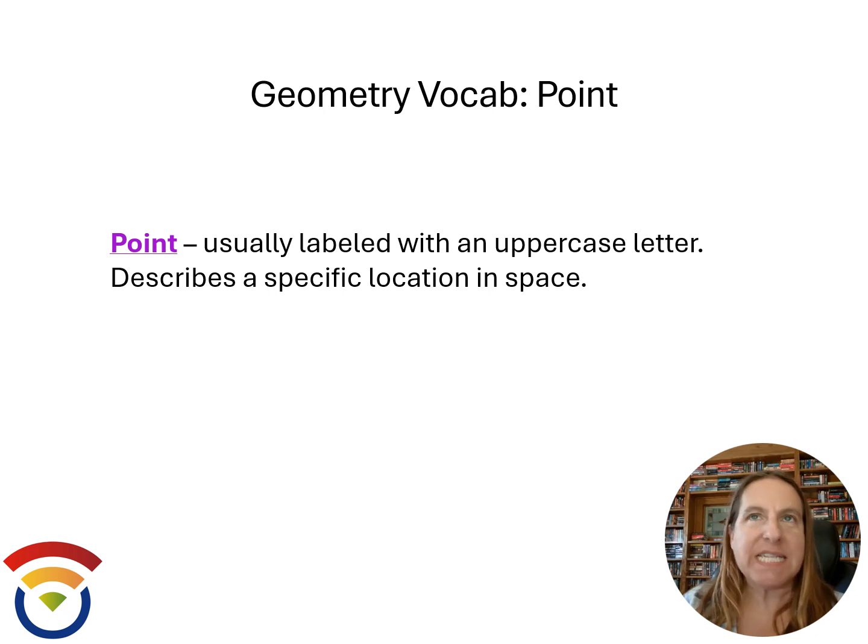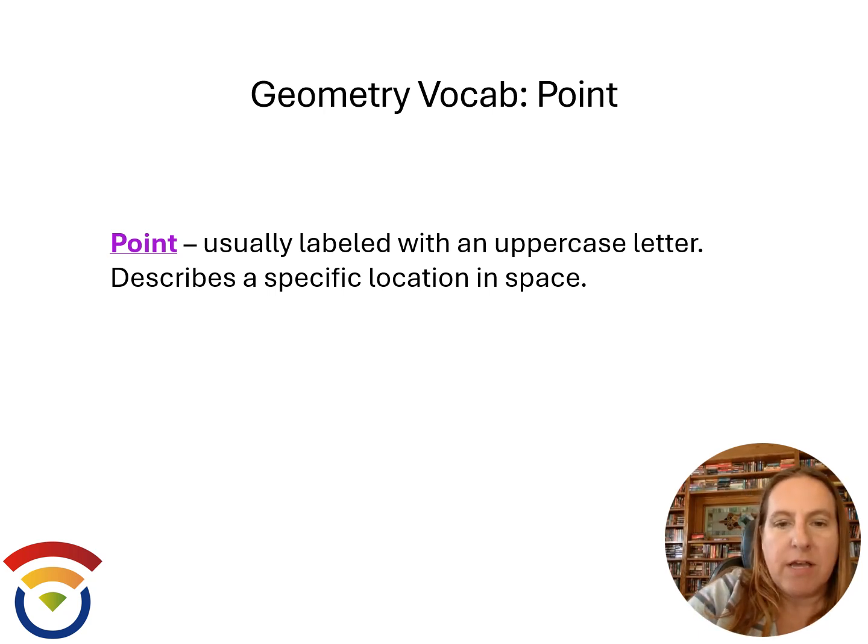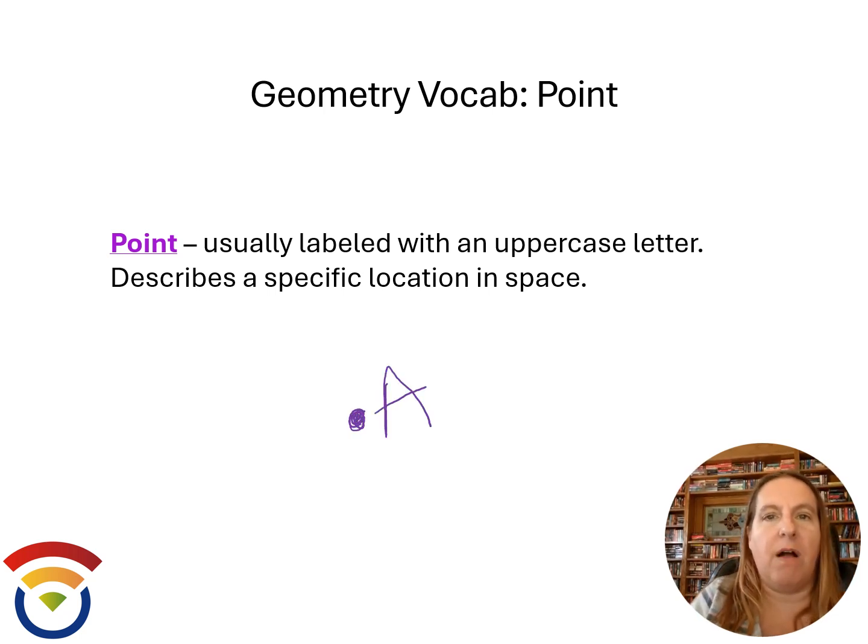A point doesn't really have size, it's just a location. Typically when we make a point as a drawing, we use a little dot, and then we name that with a single capital letter. So for example, I can make my point and call that point A. I can draw another point and call it C.